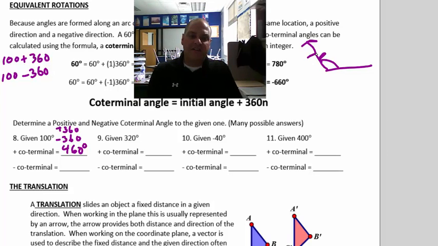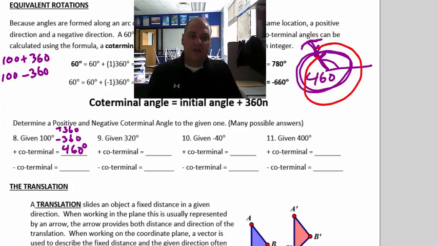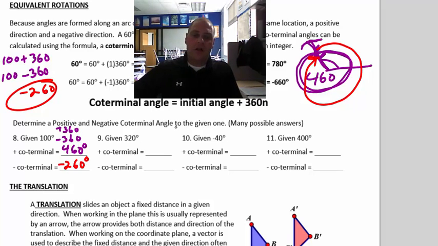If I add 360 to that, I just go around one more full time. I add a full circle, and that's the exact same angle. That means coterminal. What's 100 plus 360? It's 460. So this full angle here is 460. What if I subtract 360? I just go the other way. If I subtract 360 from 100, I get negative 260. So angles can be negative. Negative 260 is a coterminal angle.